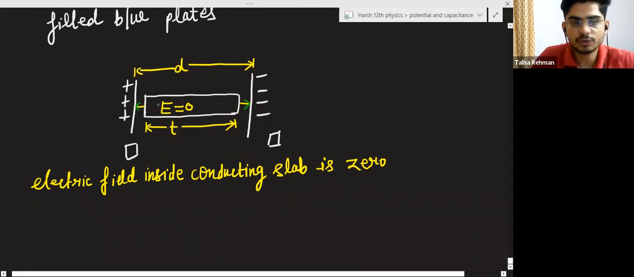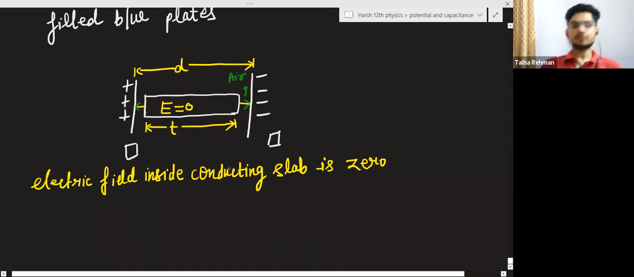And we already know that if I calculate the electric field here, we will get the value. Here is air, here also air, here also air. The region apart from the conducting slab is the region of air. And what happens when we calculate the electric field in air?